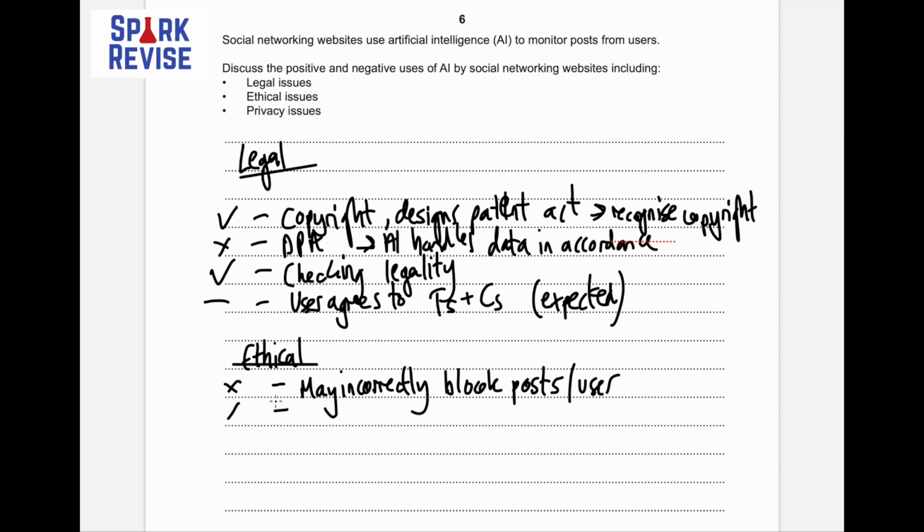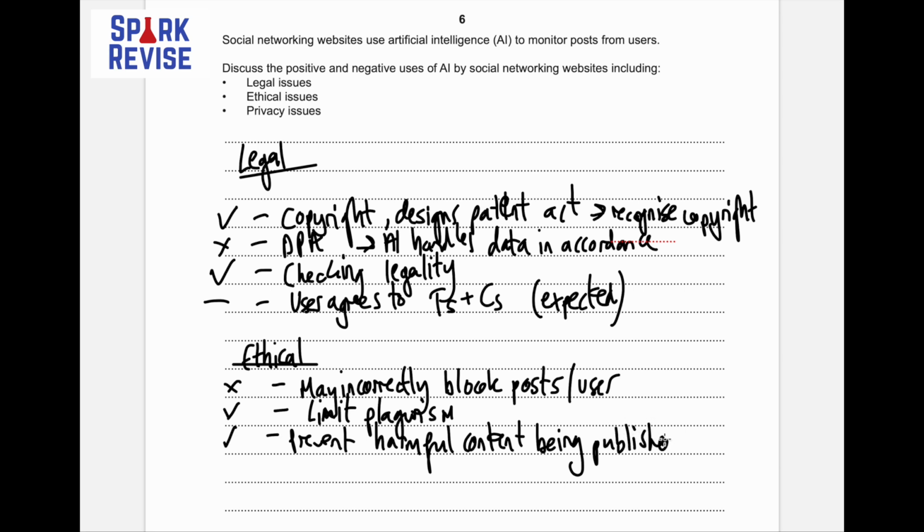We've got positive, limit plagiarism. We can use these AI plagiarism checkers now, which scan through all your documents and make sure it's not been plagiarised from anywhere else on the web, so that's really useful. And it's ethical, it's to do with people and their lives. And on a similar topic, prevent harmful content being published. So that's another good reason.